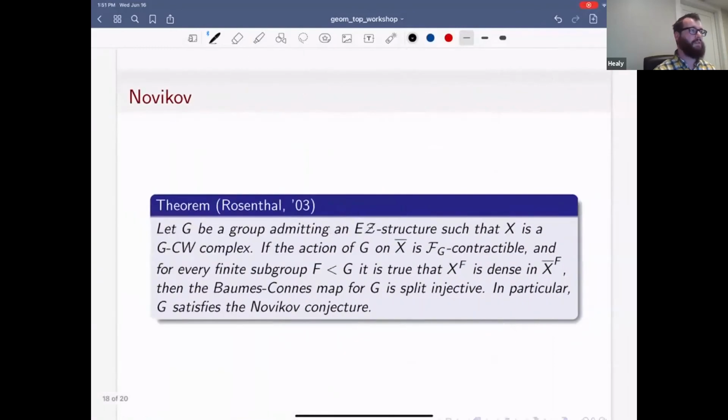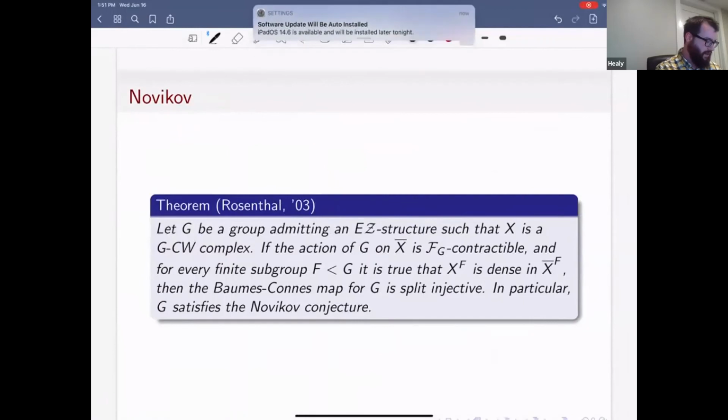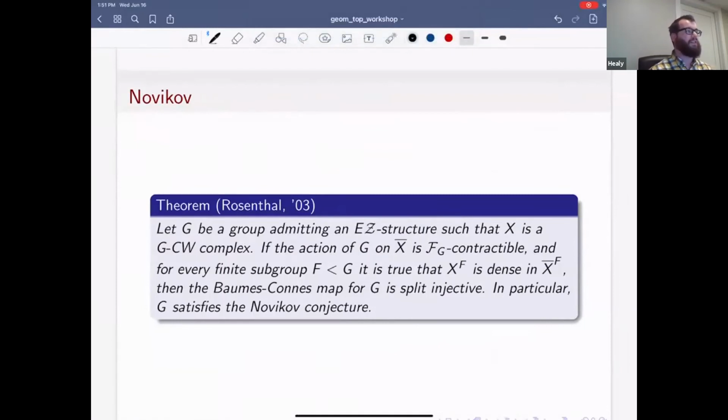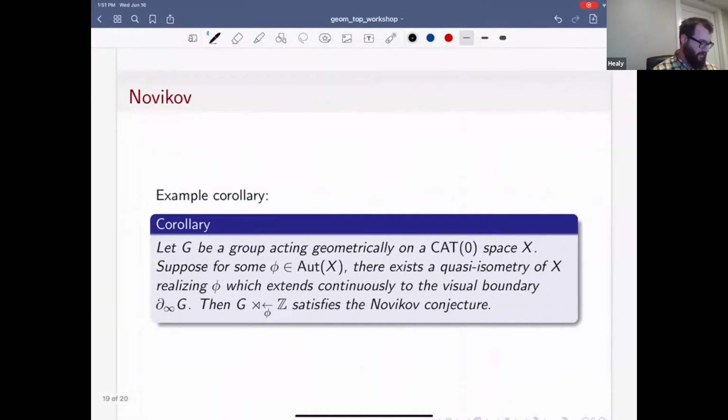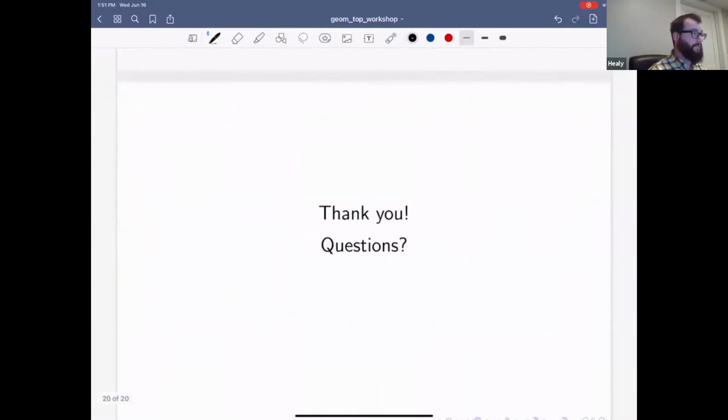And Rosenthal, who I actually believe is in the audience right now, which is really cool, has a result that talks about if you do have torsion, or if torsion is permitted, then there's sort of this extra structure you can put on these spaces that admit G actions and conclude split injectivity of the Baum-Connes map, which is related to the Novikov conjecture. And you can put those things together to get these neat little corollaries in relation to the Novikov conjecture. But I believe I'm a minute over, so maybe I'll stop there.